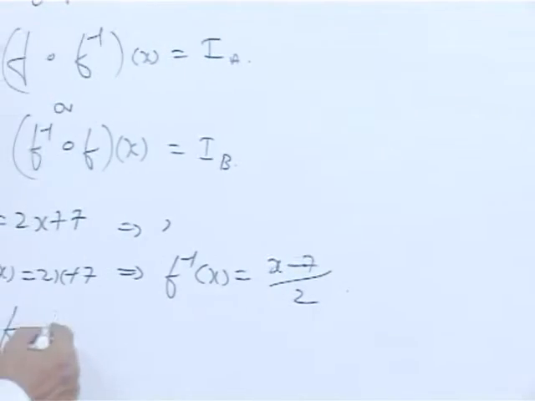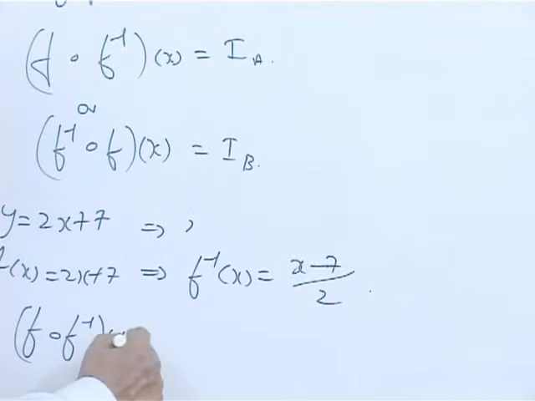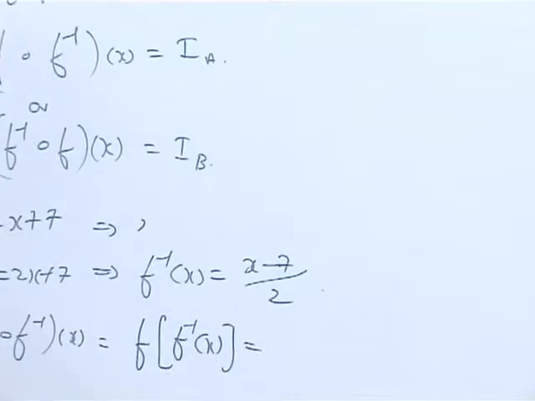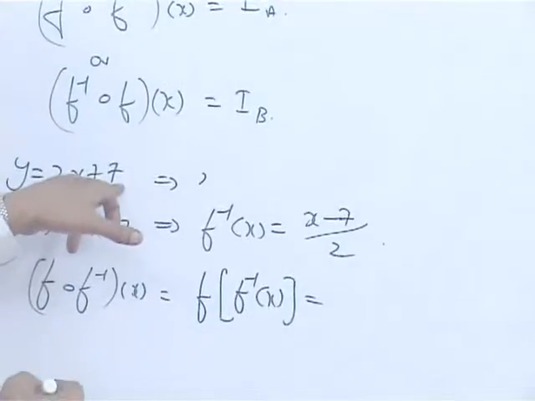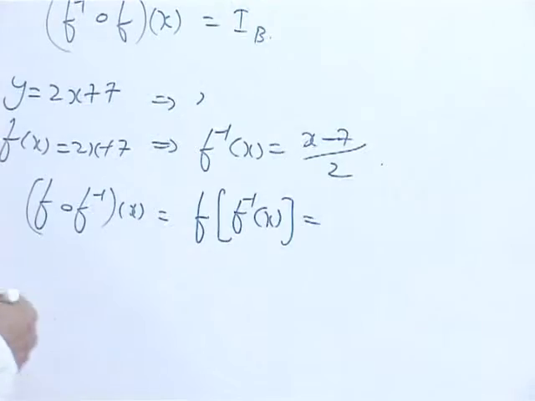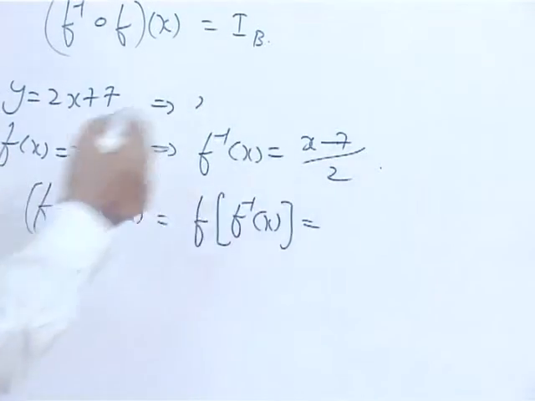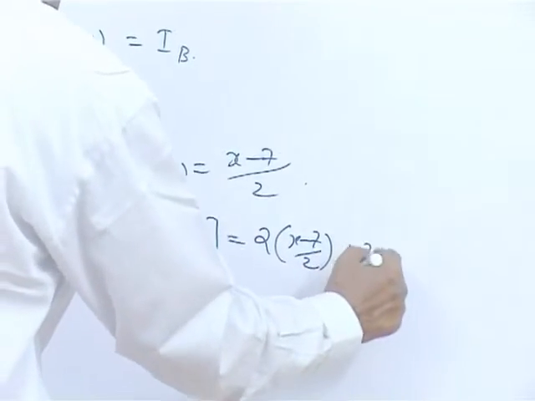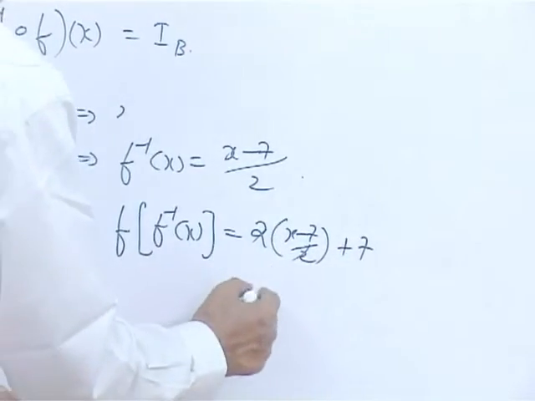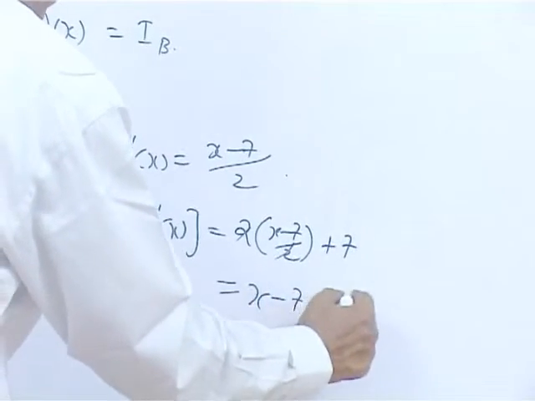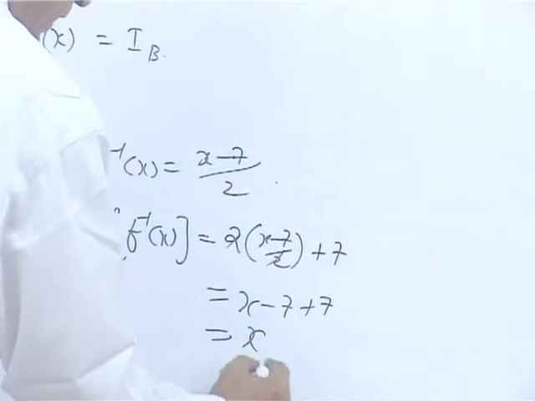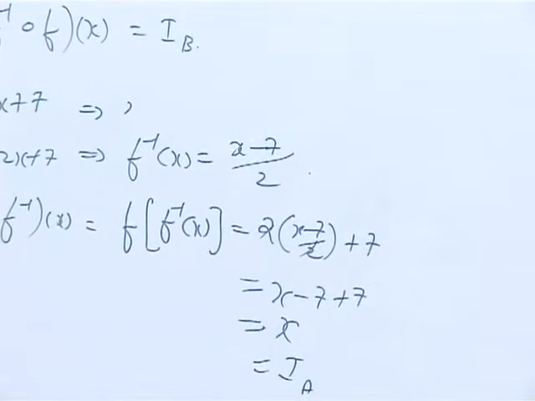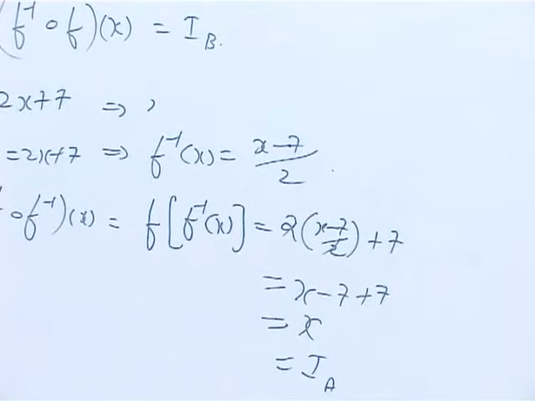Let's compose f composition f inverse of x. That is f of f inverse of x. f of x is 2x plus 7, f inverse of x is x minus 7 by 2. So replace x by x minus 7 by 2: 2 into x minus 7 by 2, plus 7. We cancel 2, we get x minus 7 plus 7, which gives you x, which is the identity function in A. Thus, it is proved that composition of a function and its inverse is always an identity function.